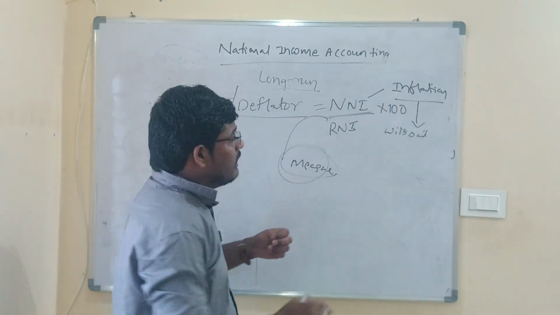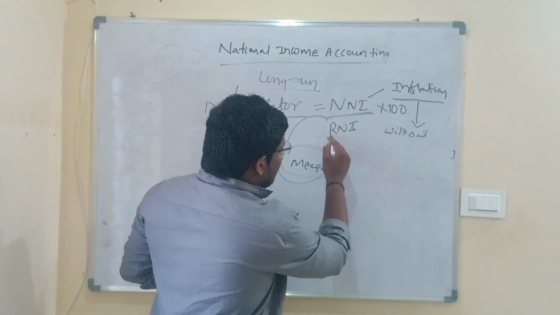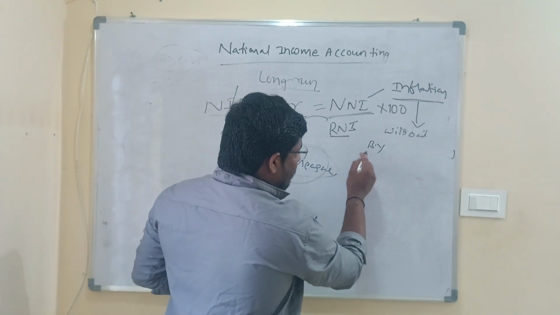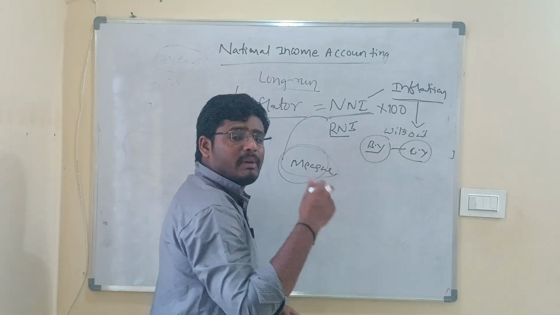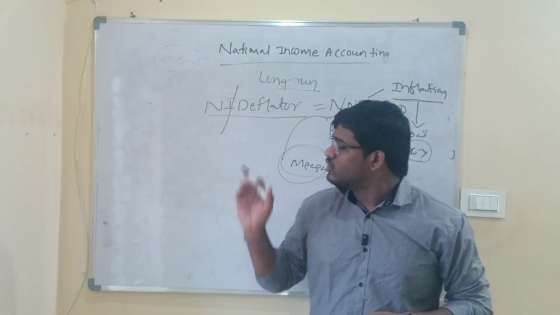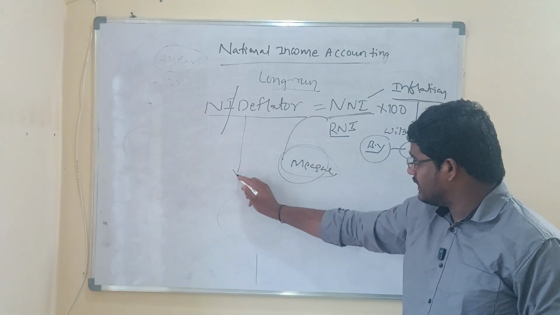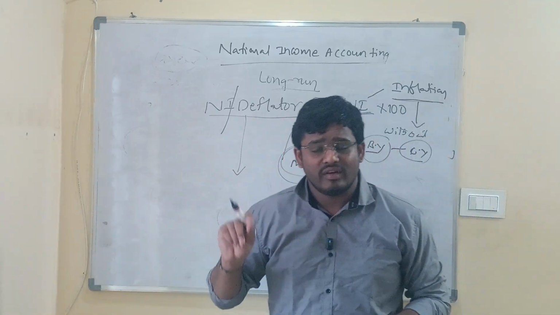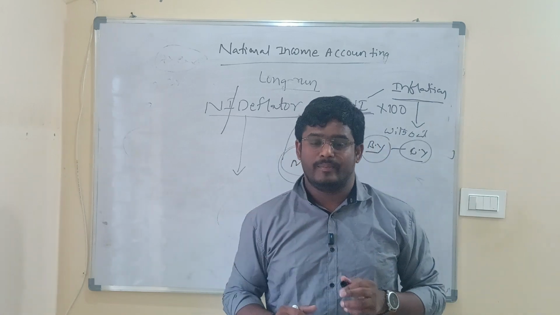Now how can we say? Now nominal national income means present year prices, real national income means base year prices. So from the base year to the current year, what is the rise of the price of the particular product or majority of the products, we can know through the national income deflator. So that is one more point which we have to keep in mind. National income deflator is one of the measures of inflation in the long run, during the period from the base year to the current year.